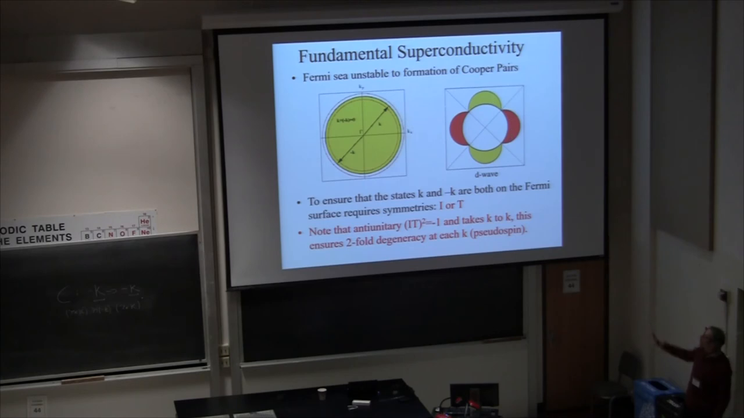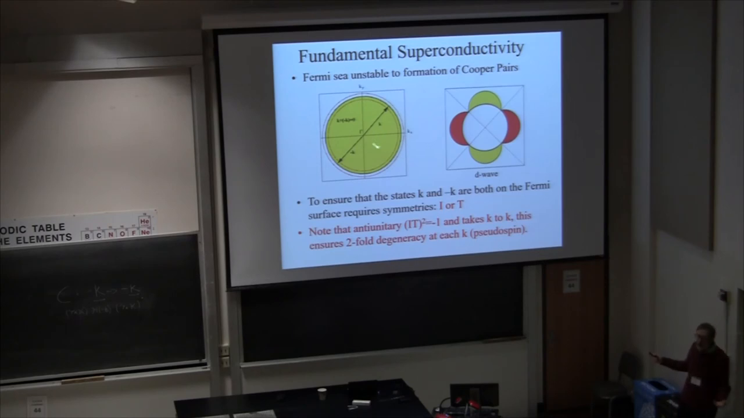Here's what happens in the D-wave case, and I'll explain this in just a second. If we want to be sure that states with momentum k and minus k are both sitting on the Fermi surface, then we need to have symmetries. In fact, there are only two symmetries in three dimensions that let this happen. One is inversion symmetry, which takes momentum k to minus k, and the second is time reversal symmetry, which also takes k to minus k. If neither of these two symmetries is present, we are not going to get a Cooper instability. There will not be superconductivity for arbitrarily weak interactions.